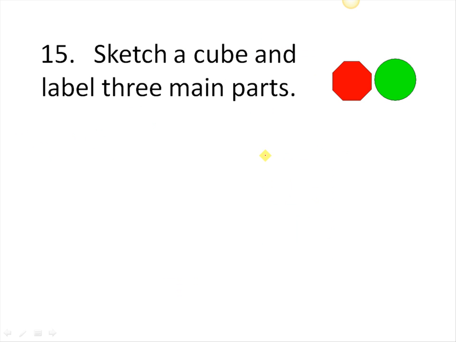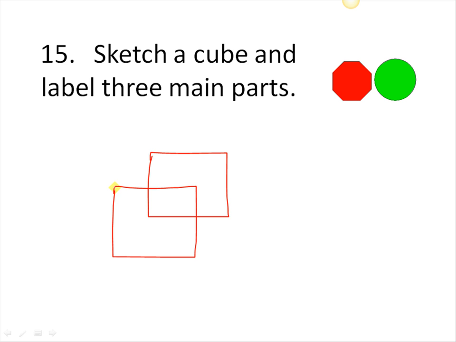Number 15. Sketch a cube and name or label 3 main parts. Click on the stop sign. Okay, this is a little bit tricky because we only have 2 dimensions here, and we're trying to sketch something that looks like it has 3 dimensions. One of the ways that you can sketch something that looks like it has 3 dimensions, but do it only in a 2-dimensional plane, is to do something about like what I just did here, and something like that, and like this, and then like that. It's not perfect, but there I've sketched a cube.